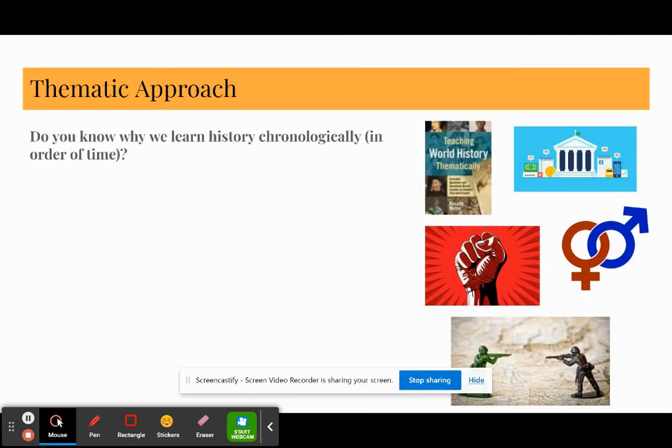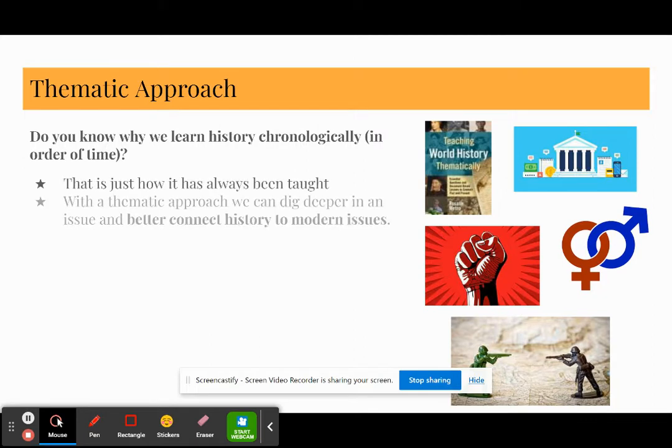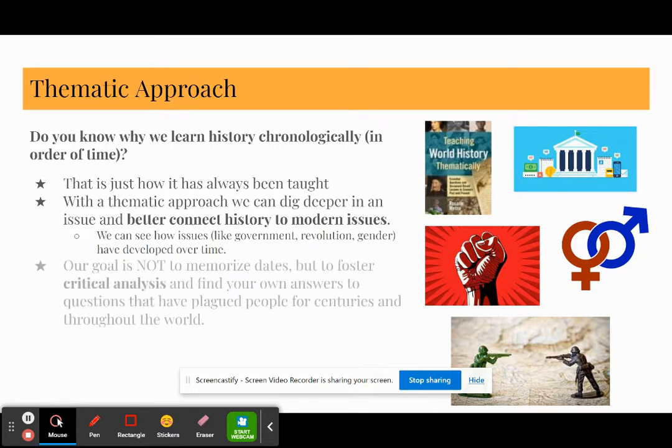So the thematic approach, do you know why we learn history chronologically? That's because it's always been taught that way. So this will help us to better connect history to modern issues. When we're in a unit, we may be looking at government, we'll actually start with a modern document, something that has happened in the last 20 years, which while that may not seem modern to you, it actually really is. And then connect it to ancient and more modern history. So we can see how issues like government, revolution, or gender have developed over time.